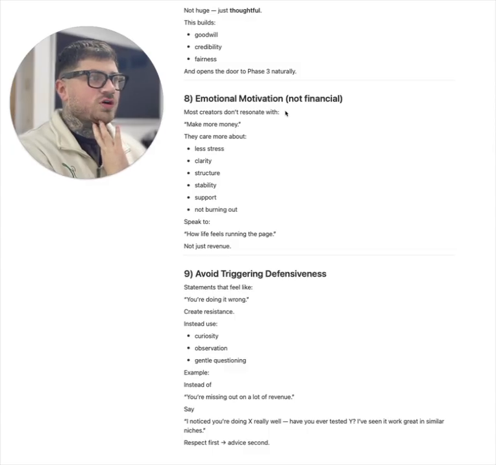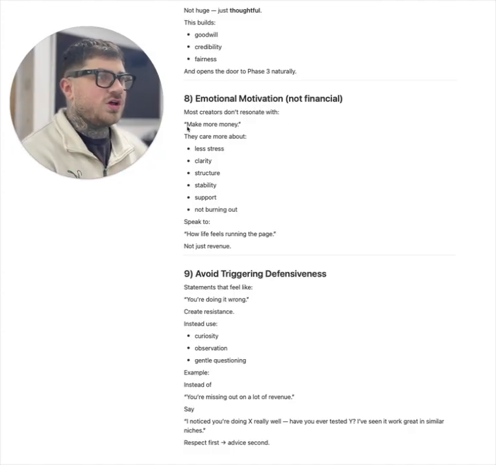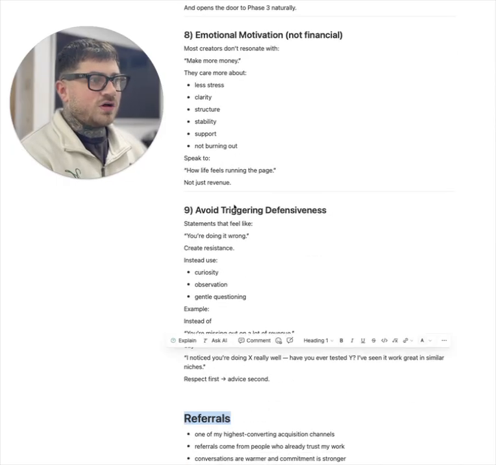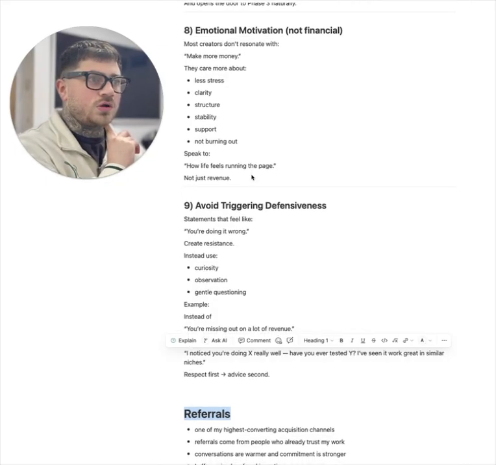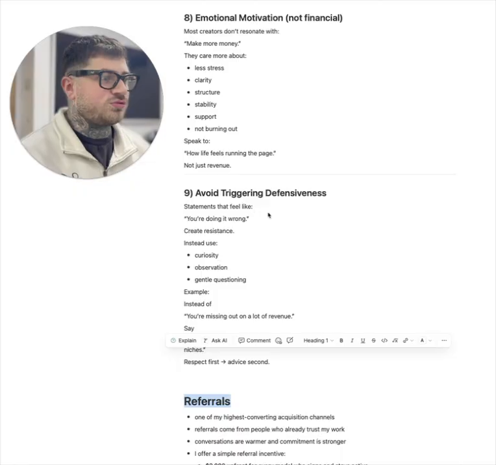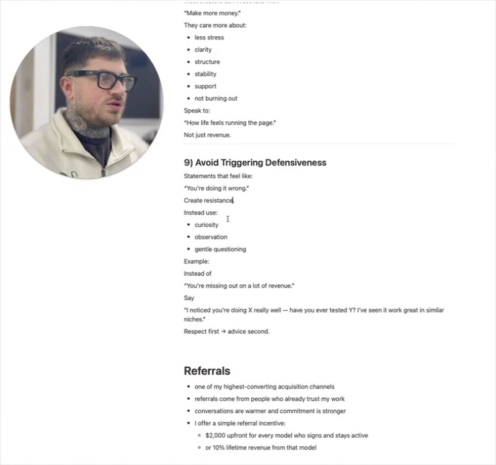Emotional motivation, not financial. I told you this, not all of them are after finances. A lot of them are after motivation, especially the girls that you're going to be doing organic with, who have a decent following size. Don't go in saying make more money. They care about less stress, clarity, structure, stability, support, not burning out. How does life feel when running this page? Not just revenue. Speak on a much deeper level than just money, because everyone just talks about money.